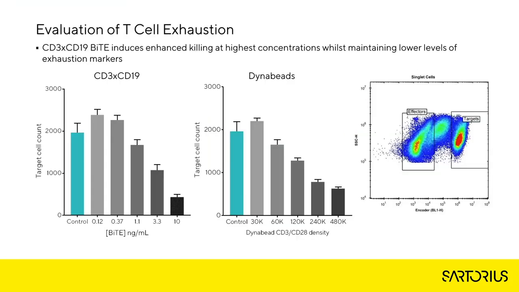However, the count of live target cells was also collected from the T-cell exhaustion cell and cytokine kit by using the NUC-like green labelled Ramos cells. These can easily be separated from the effector cells using the BL1 versus side scatter height dot plot as shown on the right. As you can see, at highest concentrations of BiTE, we see a 31% decrease in the number of target cells compared to the highest Dynabead density.